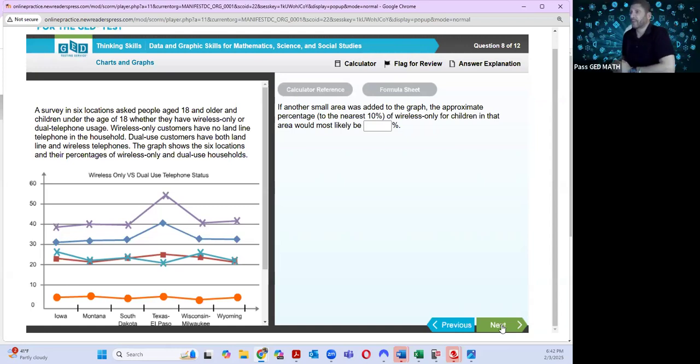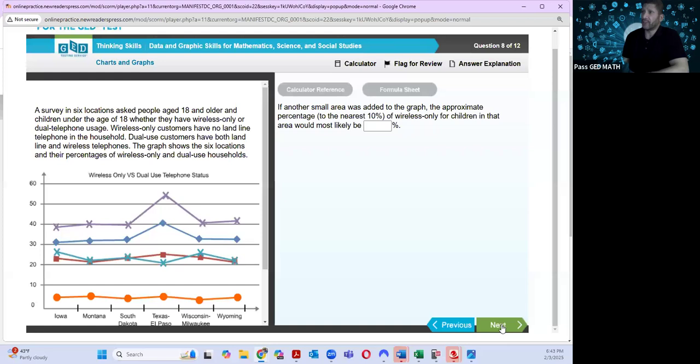Let's see what this is. First of all, I'm not even going to look at that long paragraph yet. What did I say to do? Let's look at the graph first. The title is wireless only versus dual use telephone status. That's my title. My x-axis has different cities, or states, which is weird because Iowa, Montana, South Dakota are states, Texas, El Paso, Milwaukee, Wisconsin are cities, and then Wyoming is a state. So I don't know where they're going with that. Anyway, let's just say they're cities. And then on the left, I have my values 0, 10, 20, 30, 40, 50, 60. I don't know what that is, but let's see.